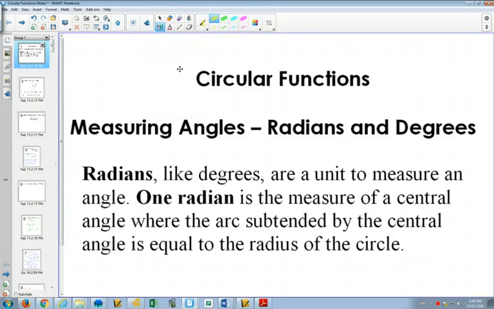Yesterday we were introduced to radians. What is a radian? It's a way to measure an angle. Now, why do we also use radians if we already have degrees? Well, it seems like a lot of things in our life have more than one way to measure, right?